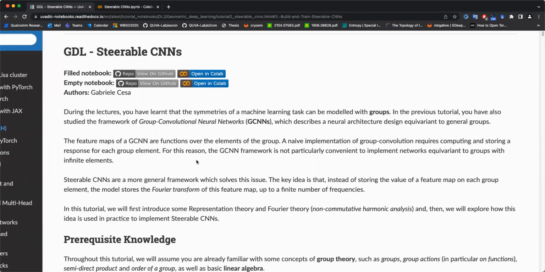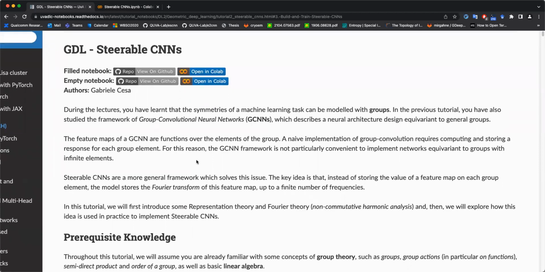But yeah, okay, so let's start. I assume that you are already a bit familiar with the concept of a group convolution. You should have seen this in the previous lectures and tutorials. So the idea is, take a filter, right? We transform it with every possible group element, and we generate a feature map over the new group, right? It's a basic building block.